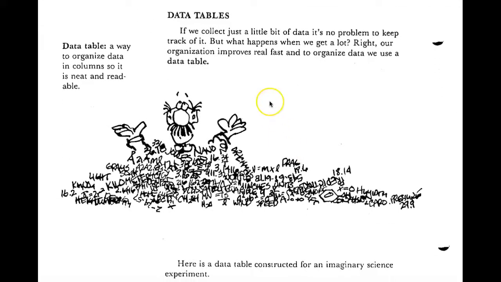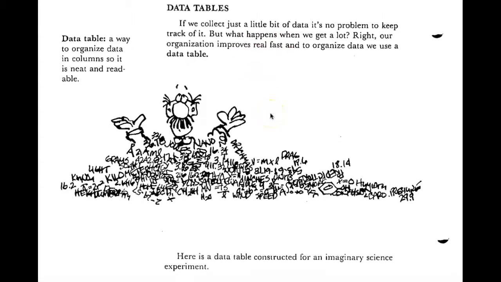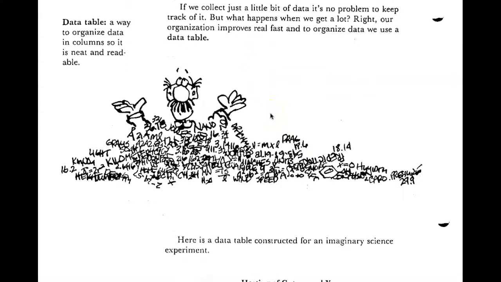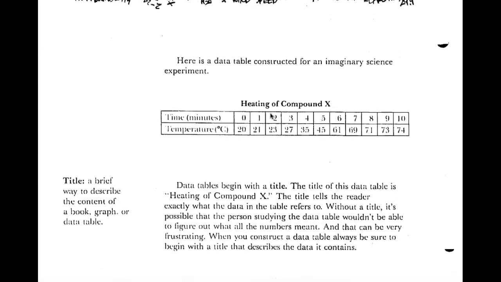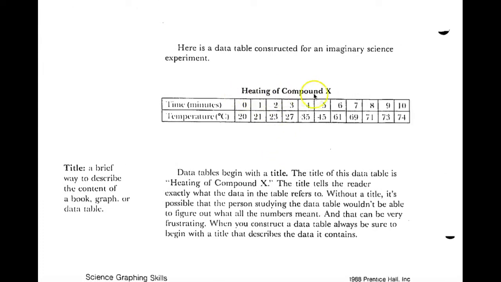Data tables. If we collect just a little bit of data, it's no problem to keep track of it. But what happens when we get a lot? Right, our organization improves real fast, and to organize data, we use a data table. Here is a data table constructed for an imaginary science experiment. Data tables begin with the title. The title of this data table is The Heating of Compound X. The title tells the reader exactly what the data table refers to.